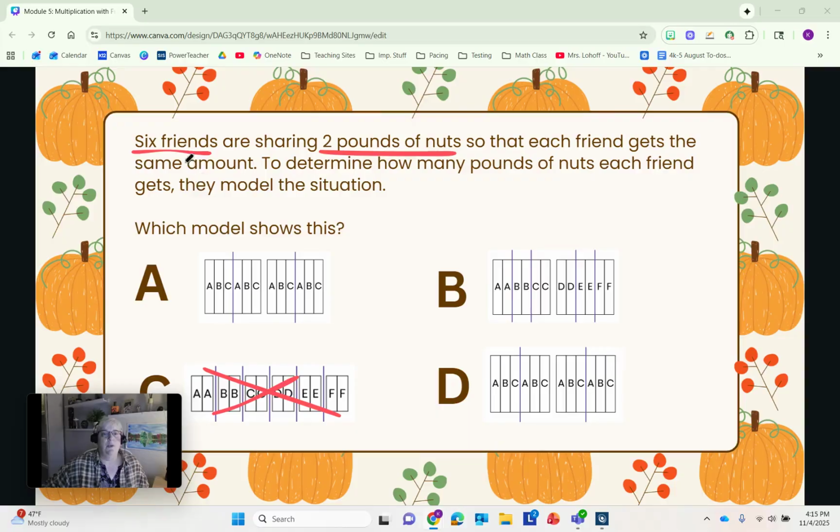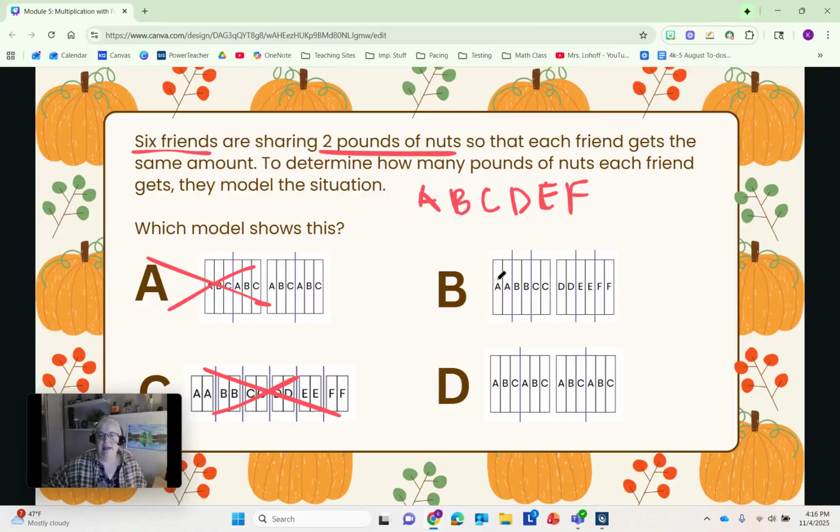All right, remember we have 6 friends. So 6 letters would be A, B, C, D, E, and F. That's how we could label our 6 friends. So our answer should have the letters A, B, C, D, E, F. Option A shows letters A, B, C, A, B, C, A, B, C, A, B, C. We don't have it shared among 6 people. They're sharing it among 3, so it can't be this option.